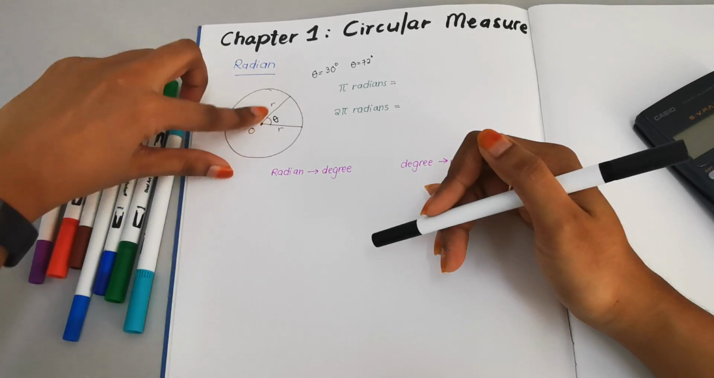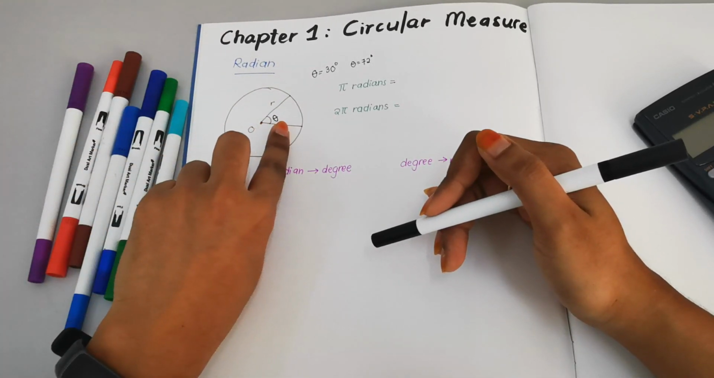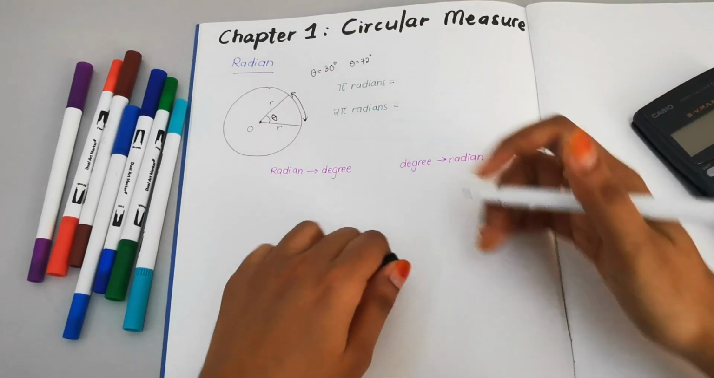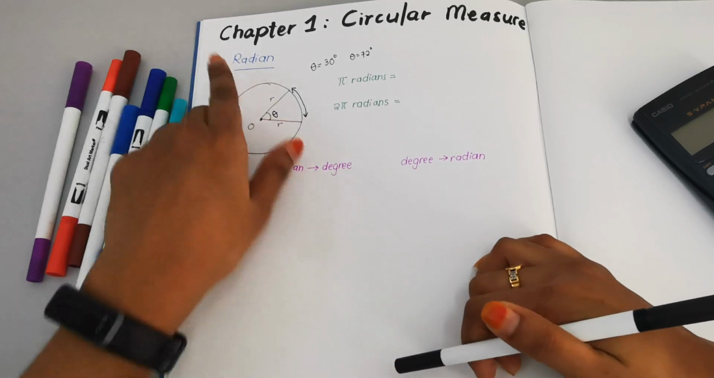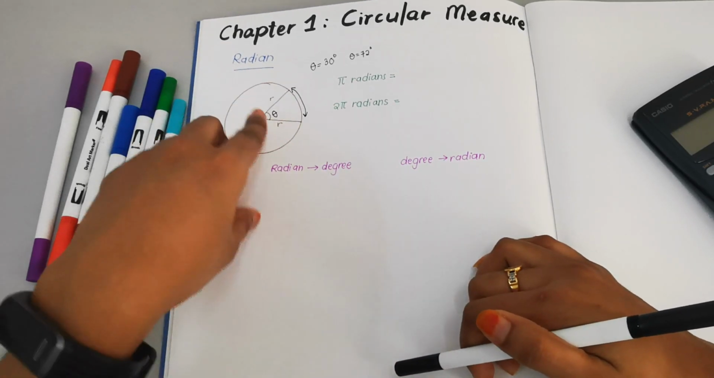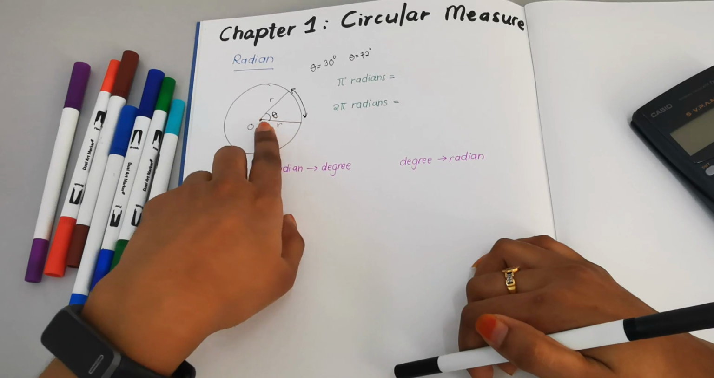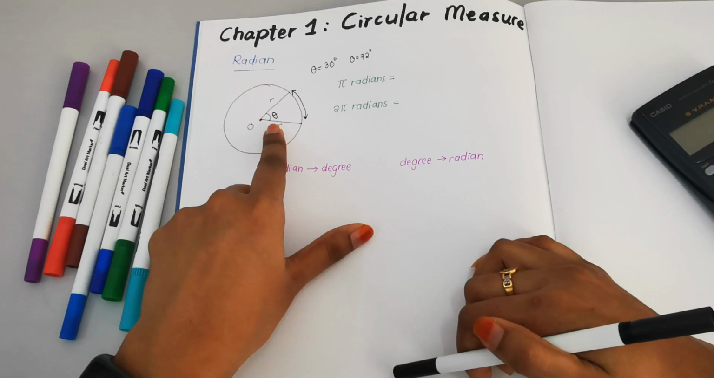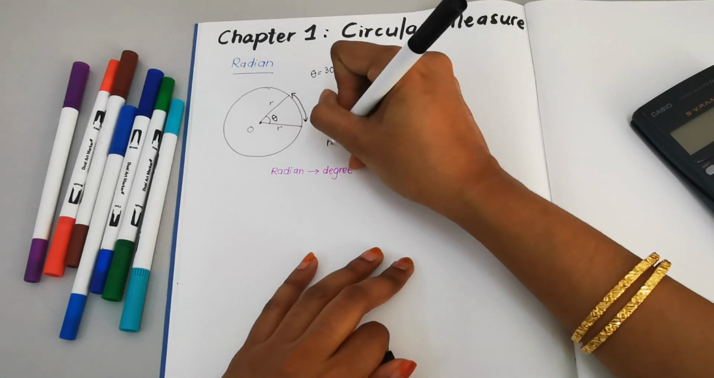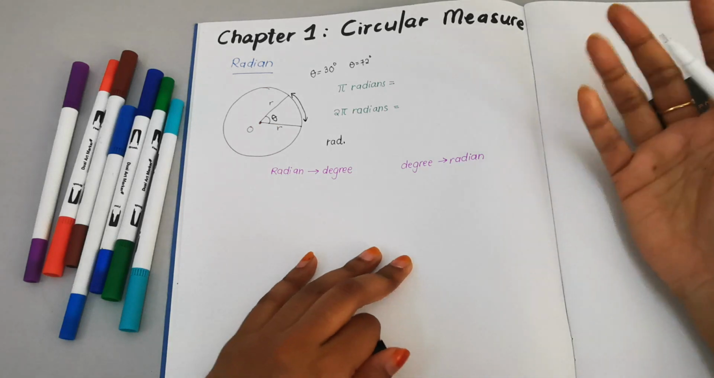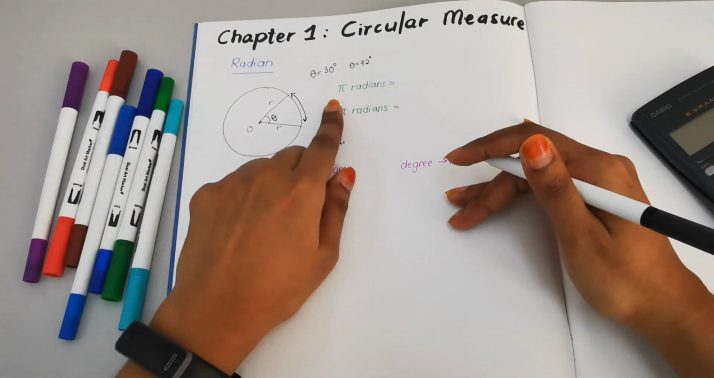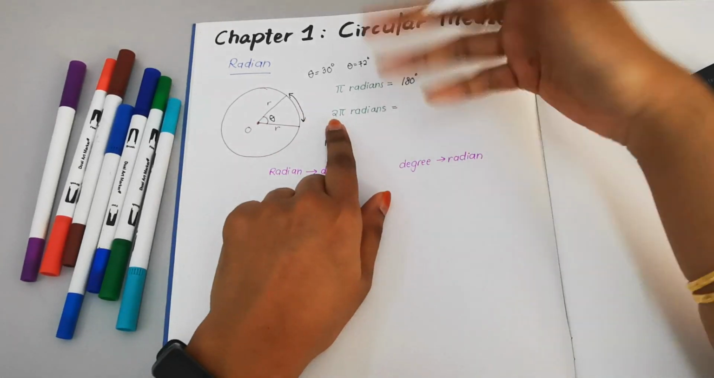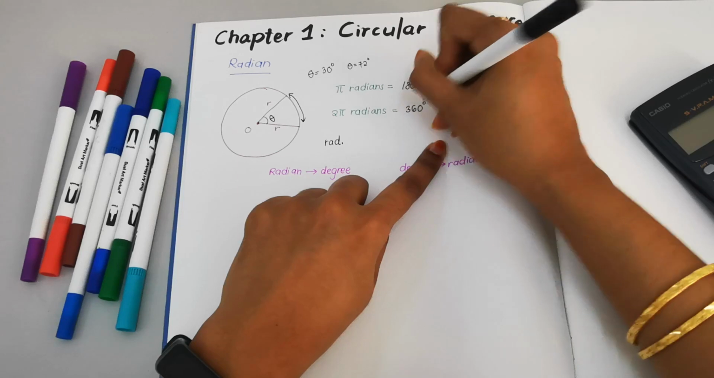This part is called the radius, and this part is called the arc. The first part of this lesson is radian. Radian is the angle subtended at the center, and we won't write it in degrees, we will write it in rad, R-A-D, radian. It's just a short form. We all know that pi equals 180 degrees, so 2 pi will be 360 degrees.